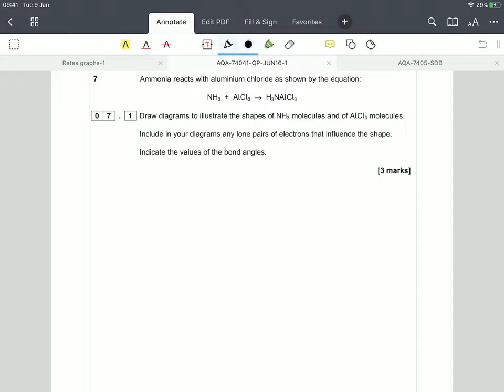Alright, here's our formula. Okay, that's pretty crucial because we're going to want to identify the central atom. That's the first step. It's going to be nitrogen because it's always, or pretty much always, the thing that you've got one of. Okay? So the nitrogen is going to be the central atom. Nitrogen is a group 5 element, so it has 5 electrons in its outer shell.